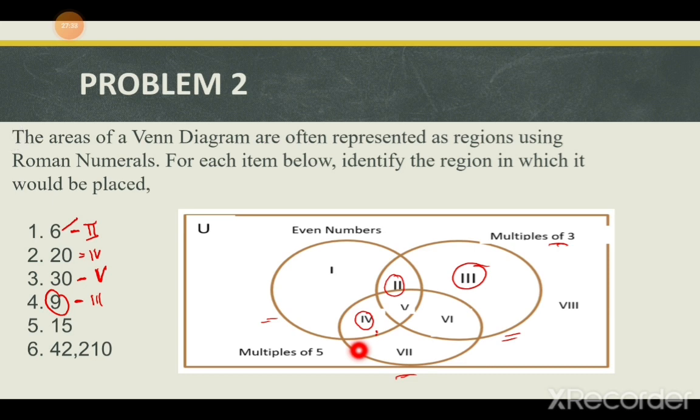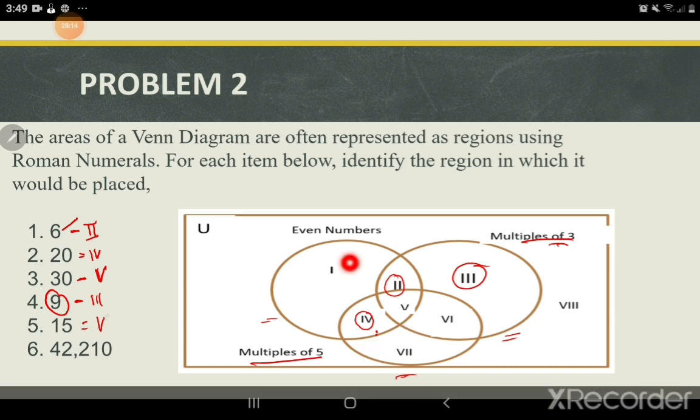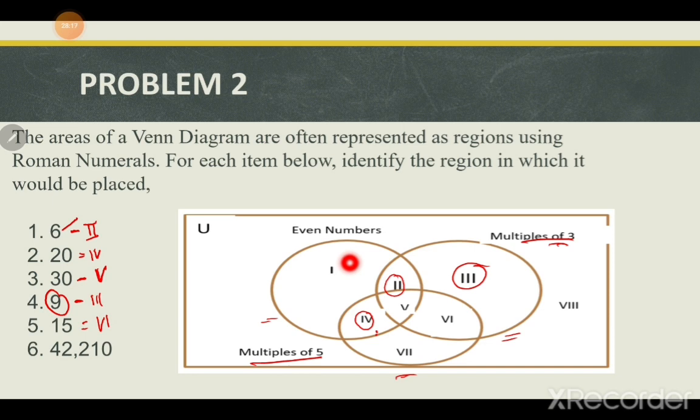And then, next is your 15. So, saan natin lalagay yung 15 mo? Your 15 is a multiple of 3 and a multiple of 5, tama? Kasi pag minultiply mo yung 5 at 3, 15 na di ba? But it is not an even number, right? Therefore, since there is an intersection of multiples of 3 and multiples of 5 in your figure, I may say that I may place my 15 into the multiples of 3 and 5, which is an intersection at 6. Tama ba? Next is your 42 and 210.